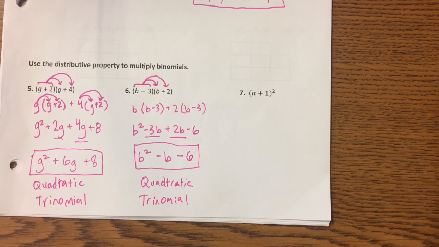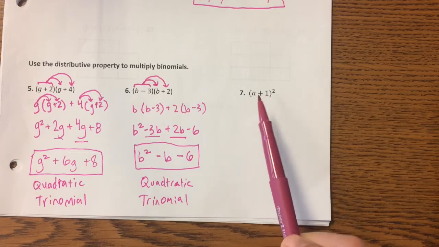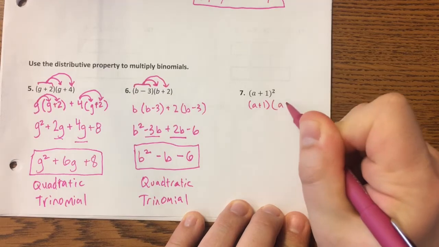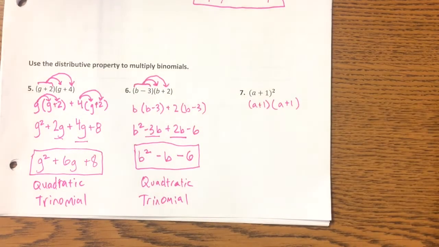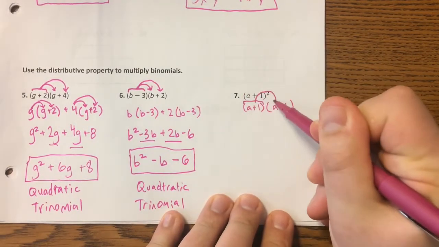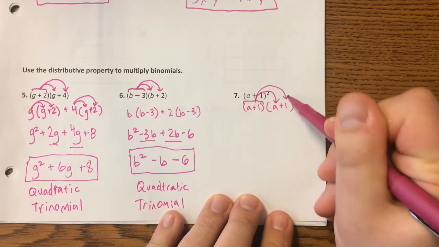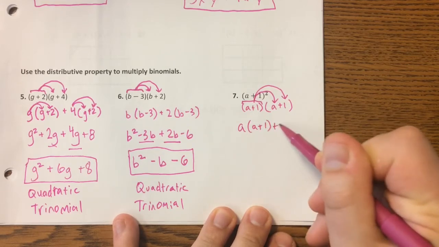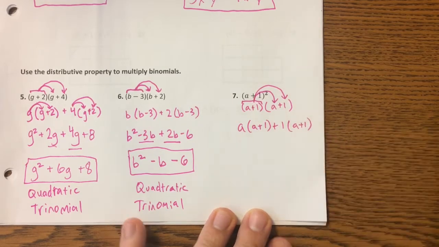Instead, what you're going to do is rewrite this as a multiplication problem. If I say a plus 1 squared, what that means is a plus 1 times a plus 1. So it's a plus 1 times itself. Once you rewrite it like that, it becomes a little bit more obvious what to do. We're going to distribute the a plus 1 just like we did in the previous 2 problems. So take this a plus 1, multiply by a, and multiply by 1. So I have a times a plus 1 plus 1 times a plus 1.